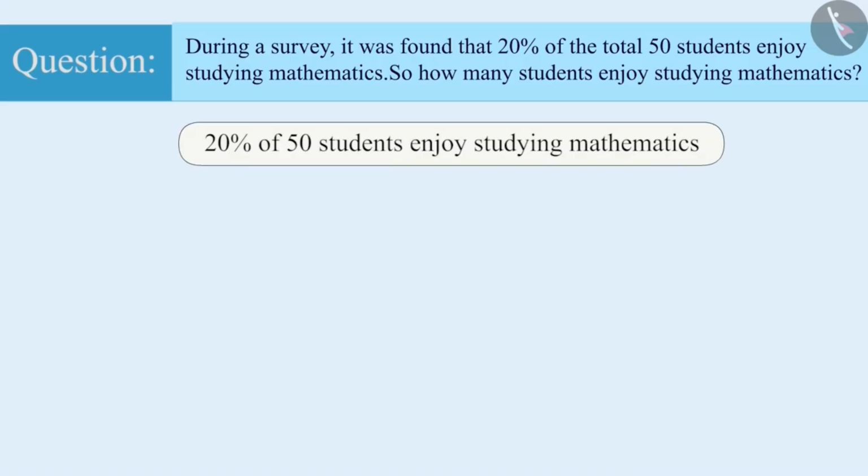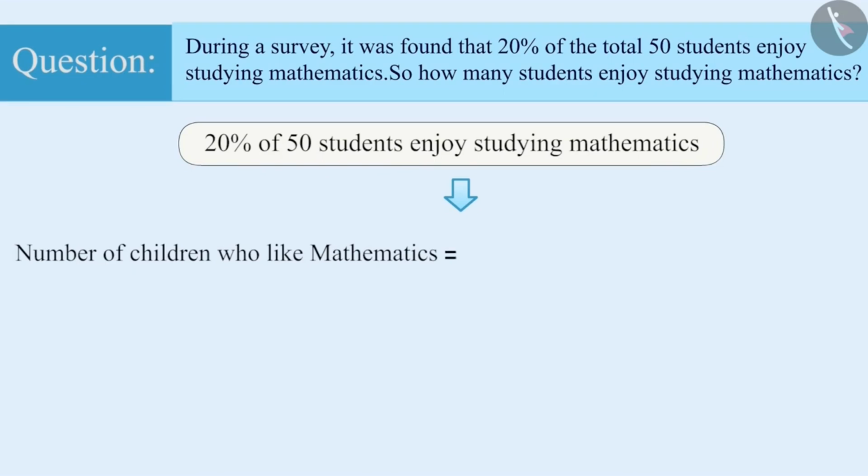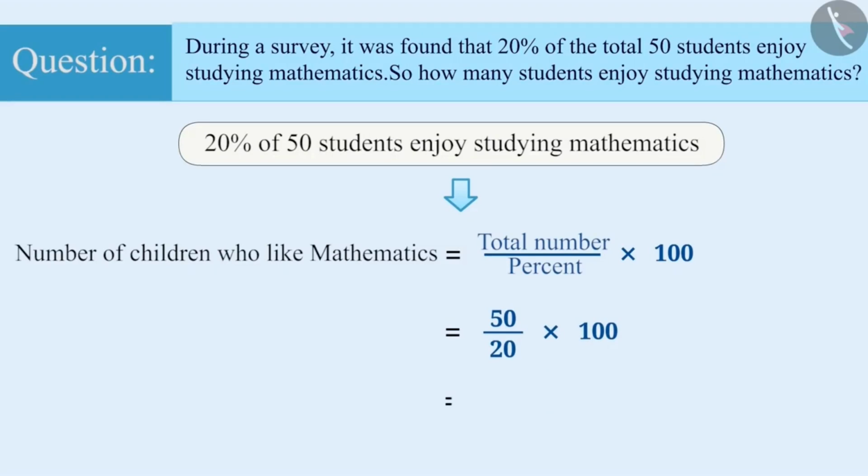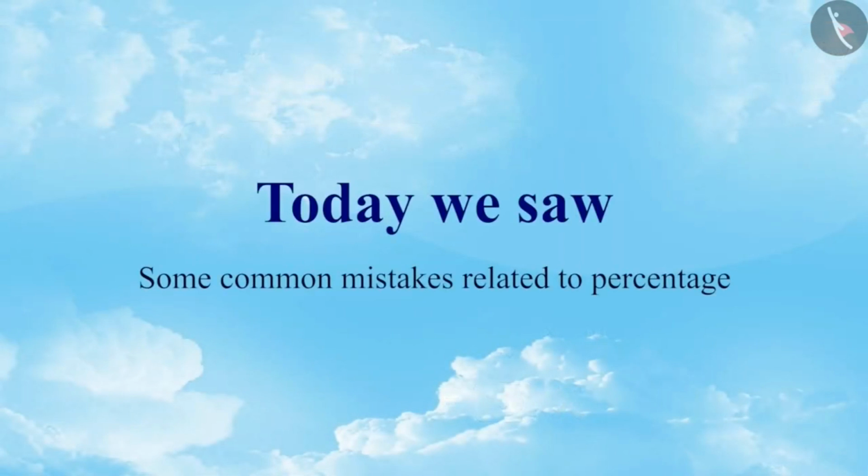Here, 20% of 50 students enjoy studying mathematics, hence the number of students who like mathematics will be 20% into 50, which is equal to 20 by 100 into 50, which is equal to 10. So the correct answer is 10. Sometimes the total number is divided by percent and multiplied with 100 to find the number of students who enjoy studying mathematics. For instance, here 50 is divided by 20 and then multiplied by 100 to give the result 250, which is the wrong answer. Today, we saw some common mistakes related to percentage.